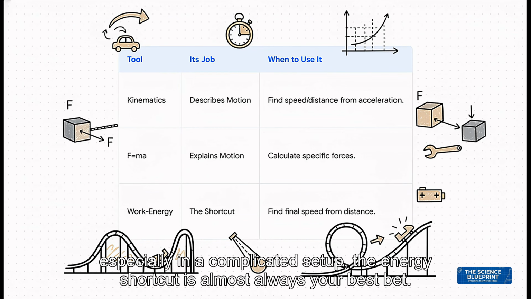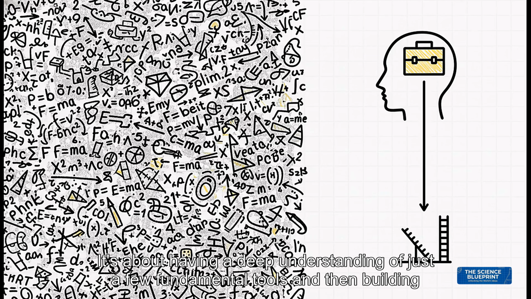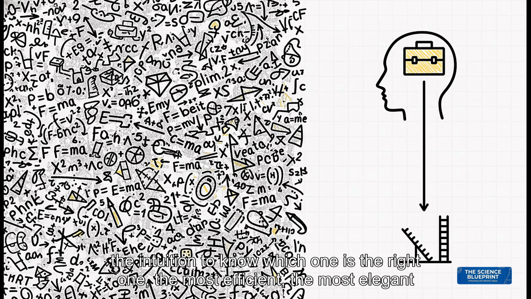And that's really the secret, isn't it? The real genius of physics isn't about memorizing 100 different formulas. It's about having a deep understanding of just a few fundamental tools and then building the intuition to know which one is the right one, the most efficient, the most elegant for the job at hand.